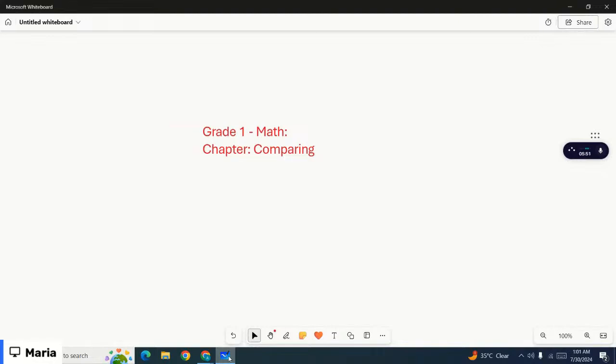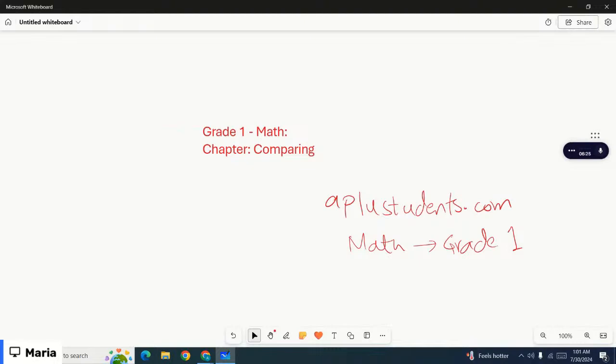We are here for grade 1 math. You can find all the lessons on aplusstudents.com. You have to log in there using your email address and password as provided by the administrator. Then you have to select math from the subject tab, scroll down to grade 1 math, and then click on view all lessons. There you can find a list of the chapters. We're going to start with the chapter comparing.